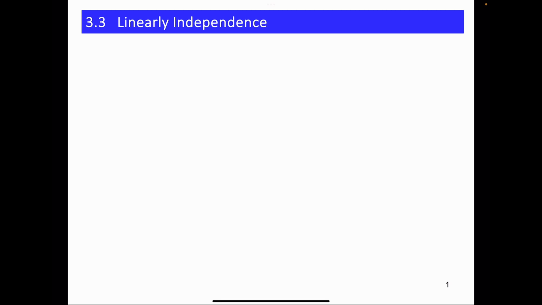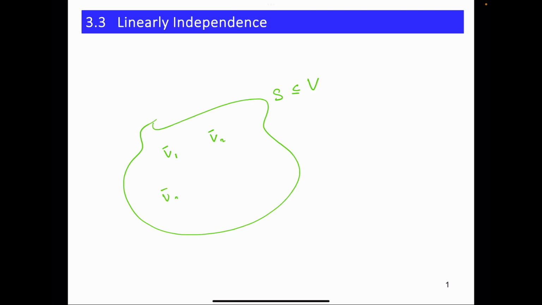In linear algebra, the concept of linear independence refers to a set S. Let's say we have a set S, where S is a subset of a vector space V. V is a vector space and S is a subset of V. Bear in mind that S is not necessarily a subspace of V. So S is a collection of some vectors, let's say V1, V2, V3, up to Vr.